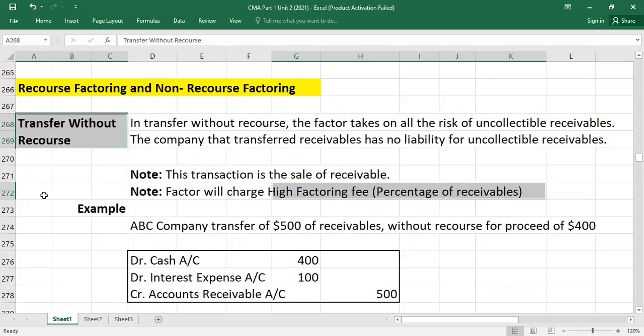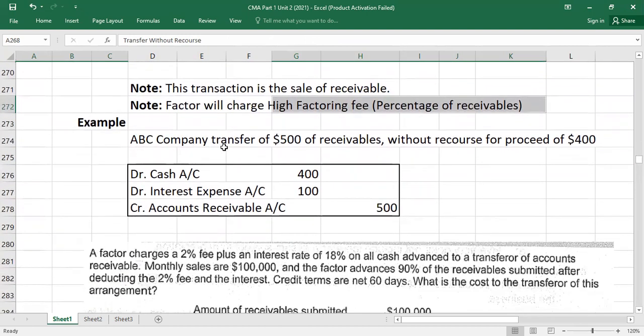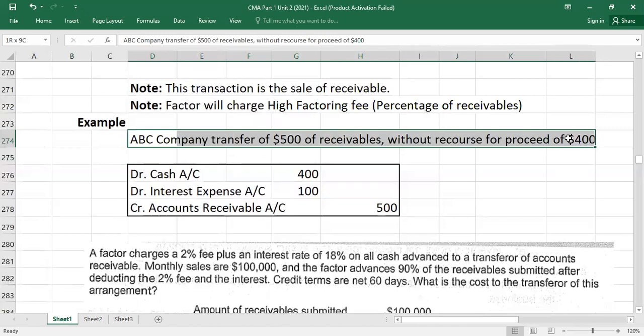Now here we go, how can we do the accounting for the transfer without recourse. Let's have a look. Here we have a small example to understand. A company transfers $500 of receivables without recourse for proceeds of $400. It means you have invoices of $500 and a without recourse arrangement with the factor company, but the factor company is going to pay you only $400. So what entry will you pass? Because here it is a sale of receivable.